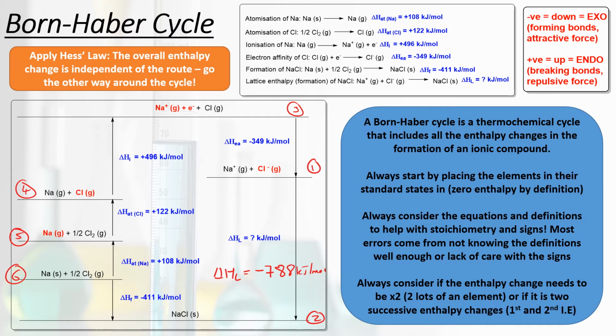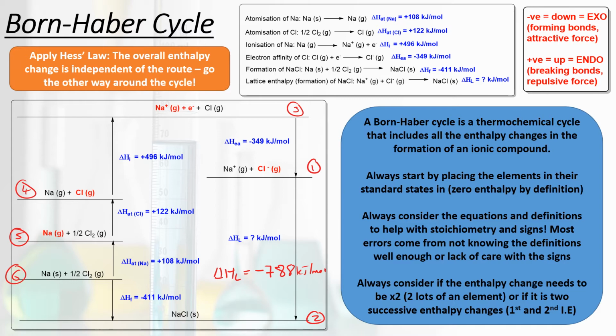So then we always have to consider the equations and consider the definitions to help with the stoichiometry and the signs. Most of the errors in making these actually come from not knowing the definitions well enough and therefore getting the actual equations that you write on each of the steps wrong, or with a lack of care of the signs. And again, that really comes from the definition, because if you understand the definition, you understand exactly what the process is, and therefore you'll understand exactly whether you're making or breaking bonds, whether it's attractive or repulsive, and therefore whether it's positive or negative.